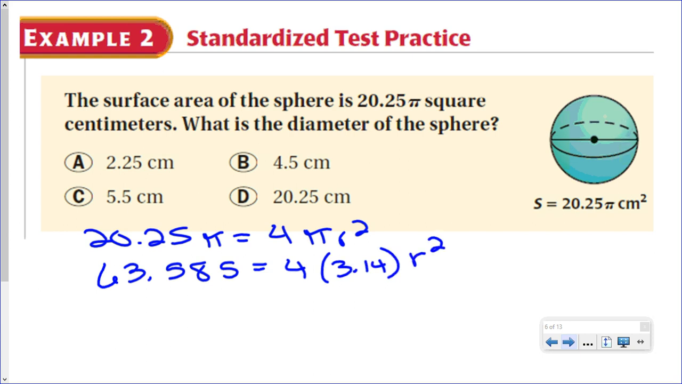Okay, so here's what I would do. I would take 4 times 3.14 to get 12.56, and then you divide both sides by 12.56, and then square root, r equals 2.25.